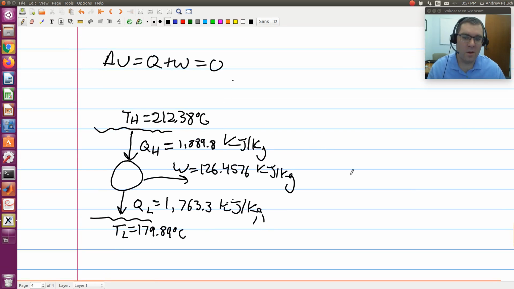Make the connection: first law, industrial revolution, the steam engine. My goal is to take heat and convert it to work. So the required heat that I'm adding to my process is 1889.8 kilojoules. And of that total heat I'm supplying, I'm only able to extract 126.4576 kilojoules per kilogram of work out. So the amount of energy I'm supplying to my system that I'm pulling out as mechanical work is really small. So it's really inefficient.